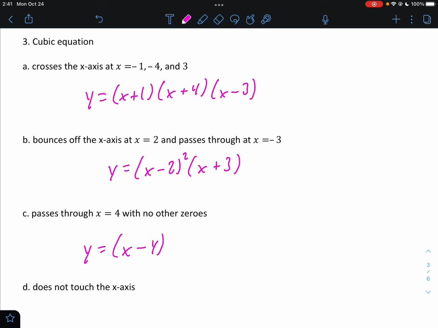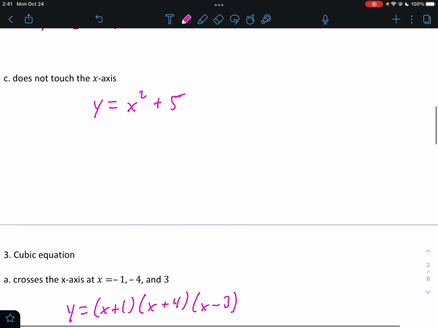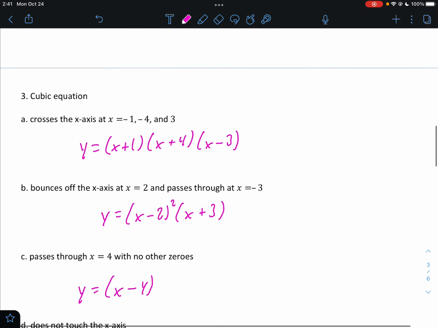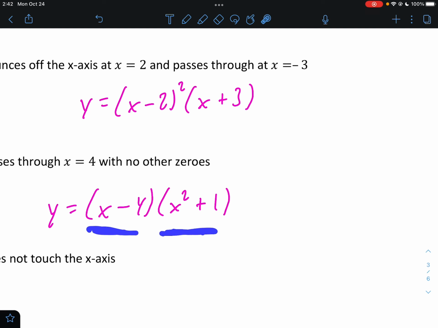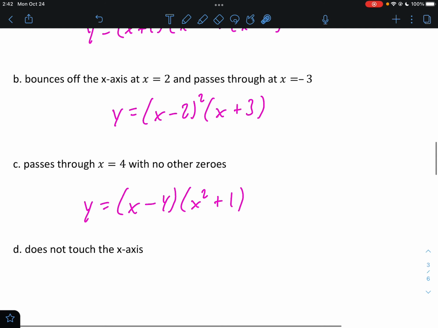Then maybe what we want to do for this one is kind of like we did for this. Some quadratic that does not have a real answer. So it has one zero here, and this would not have any real zeros. So it's going to pass through this one and not do anything with that.